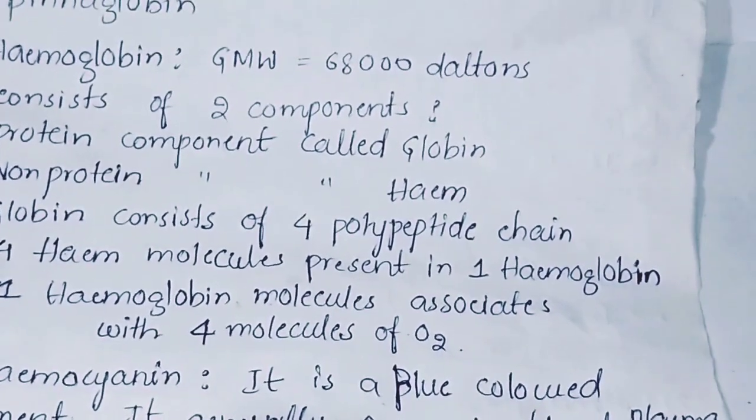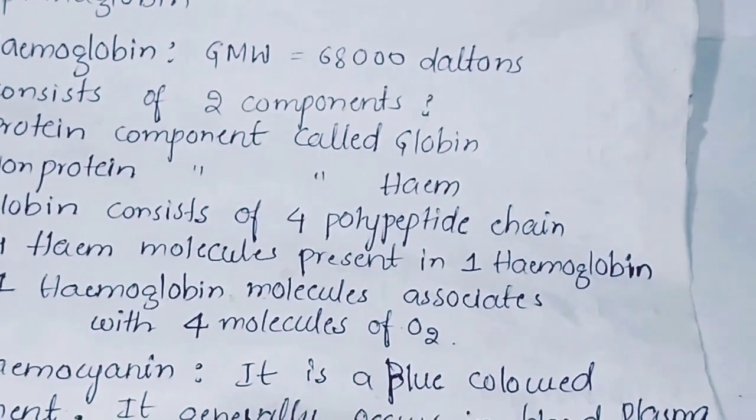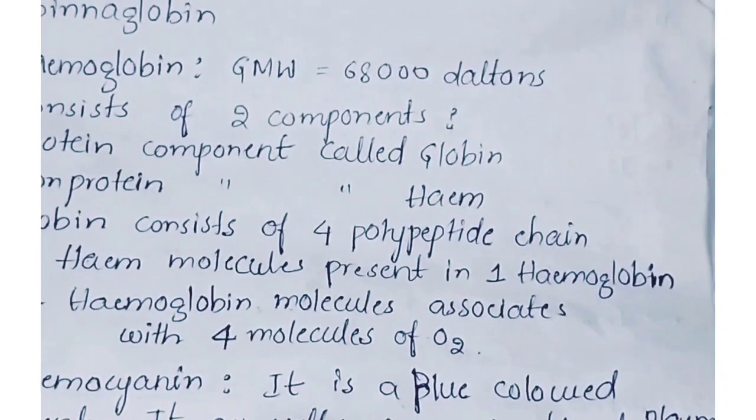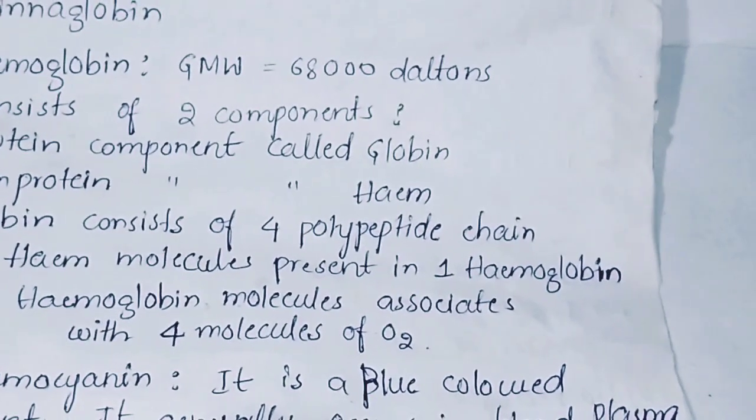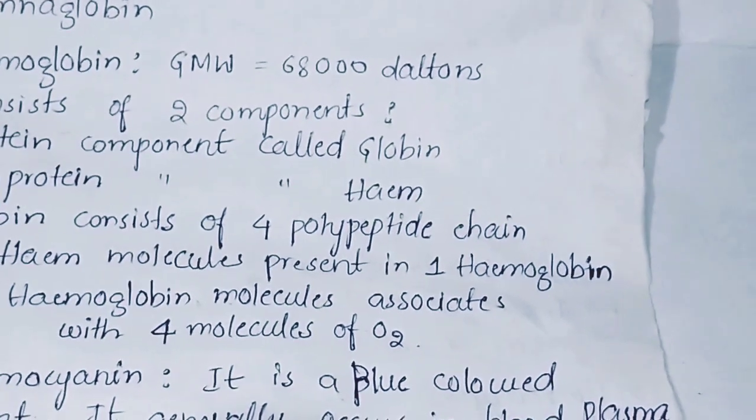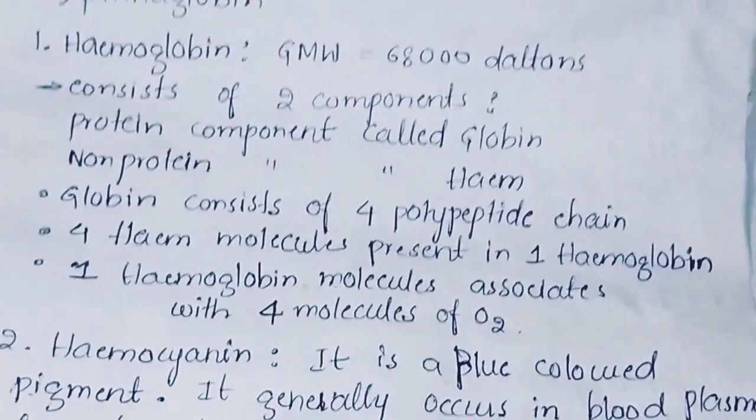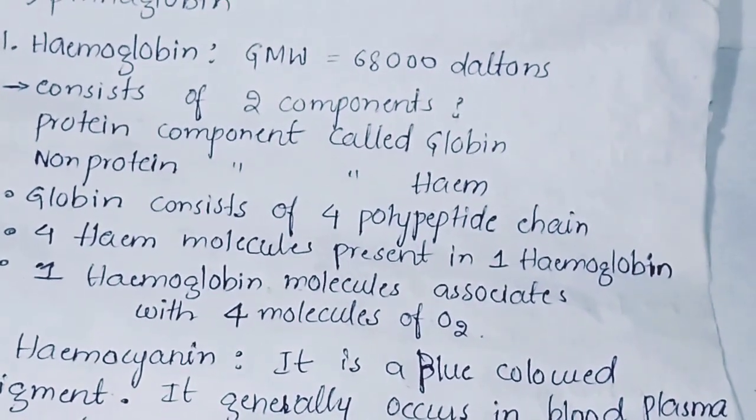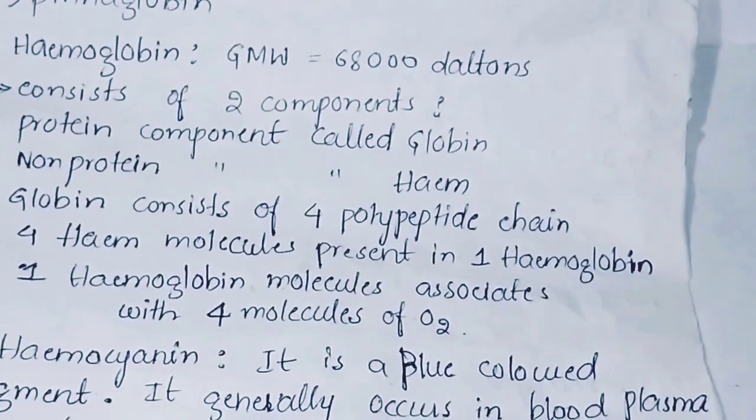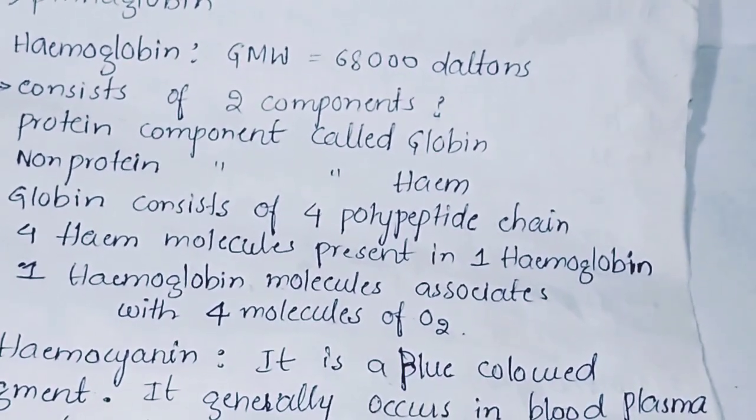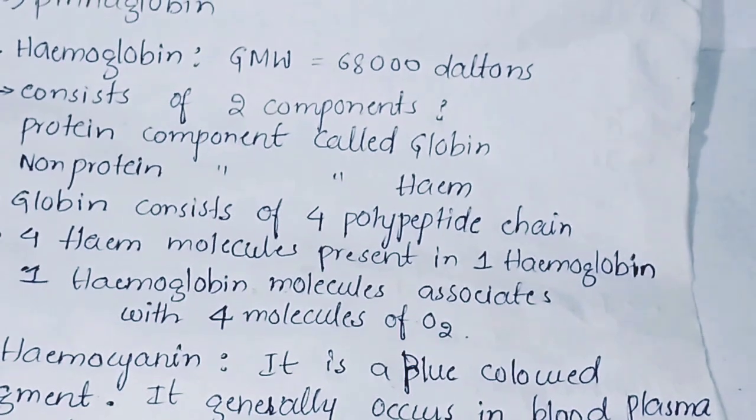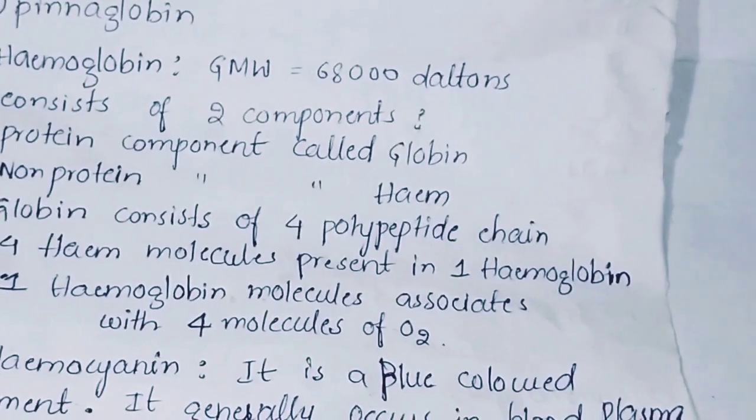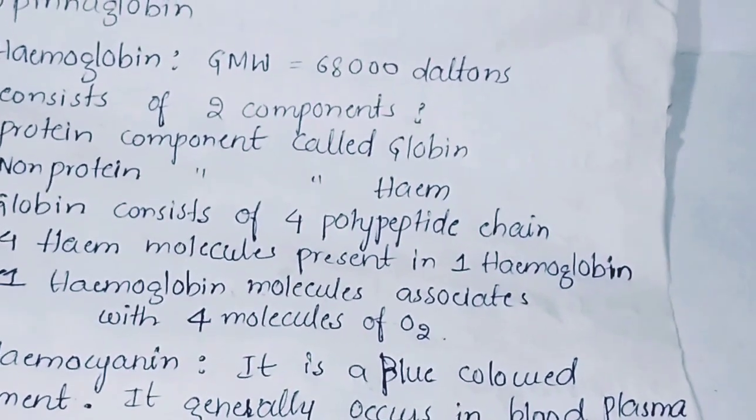Generally the molecular weight of hemoglobin is about 68,000 Daltons, and hemoglobin is a chromoprotein which consists of two components. One is the protein component and the other one is the non-protein part. The protein part is called globin, and the non-protein part is called hem. The globin is composed of 4 polypeptide chains, out of which 2 identical chains are called alpha chains and the other 2 identical chains are called beta chains. The alpha chain consists of 141 amino acids, whereas the beta chain consists of 146 amino acids.